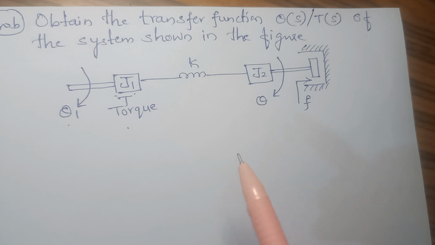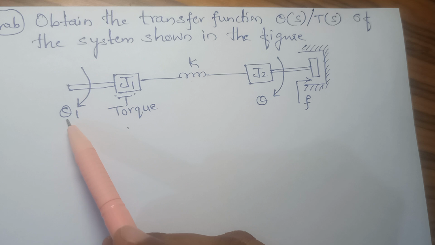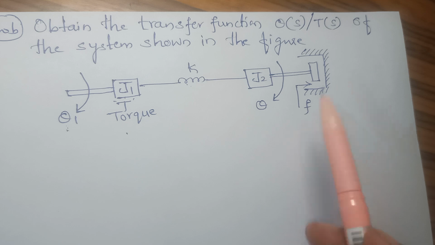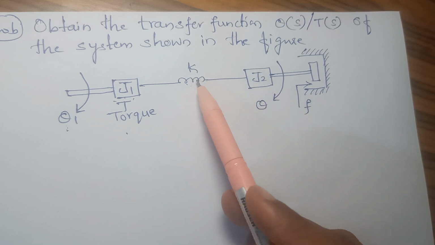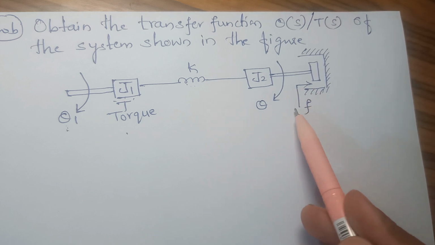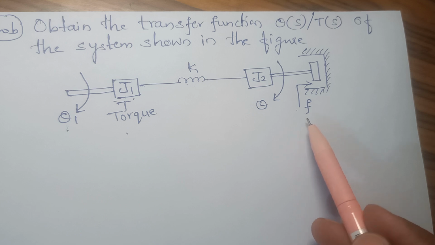Okay, so the mass is replaced by J, which is called the inertia, and x, which was the displacement in the translational system, is replaced by theta, that is the angular displacement. Your spring and the dashpot both remain the same. That is, the spring is represented by K in both the systems, and the friction in this problem is represented by F, but usually it will be B itself, that is capital B.